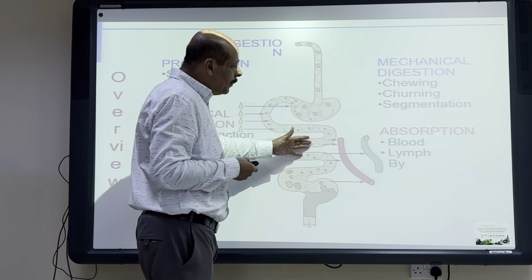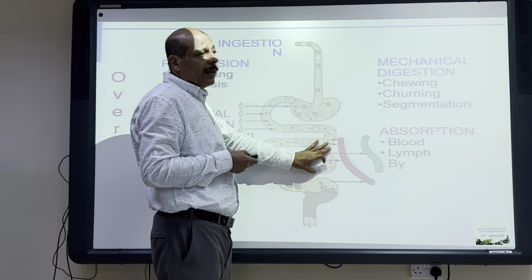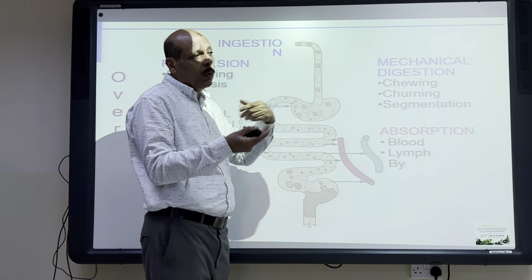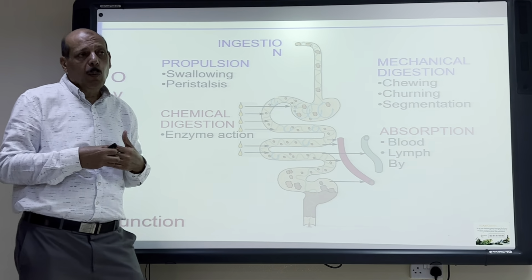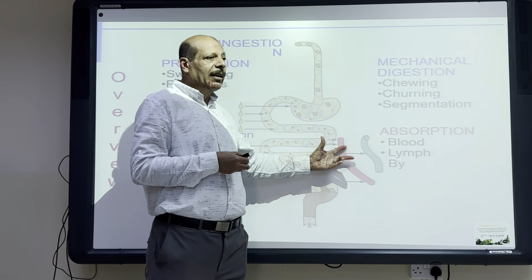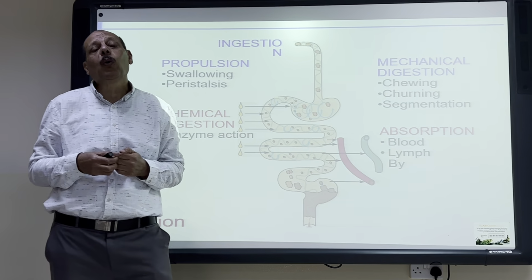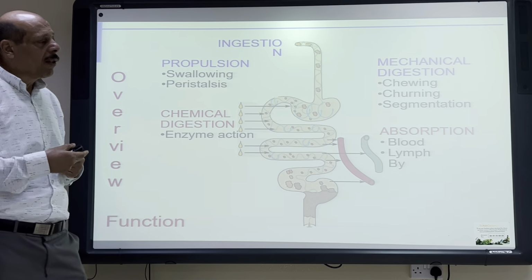The absorption in the small intestine happens by two ways. One is directly through the blood vessels, and the other through the lymphatic. Mostly it is through the lymphatic.